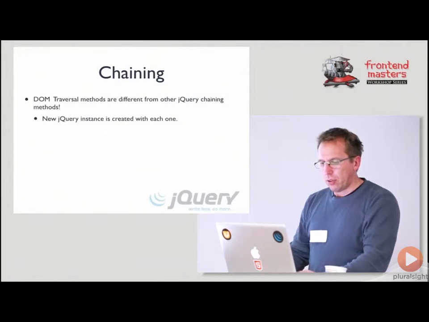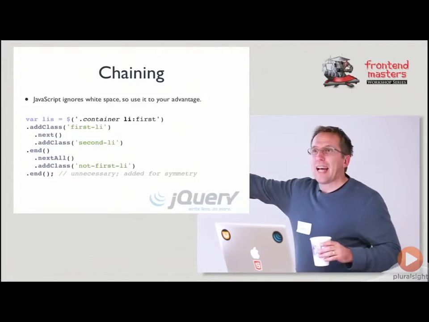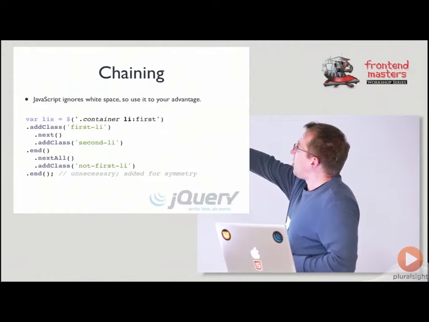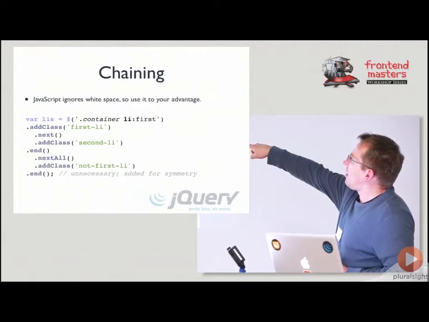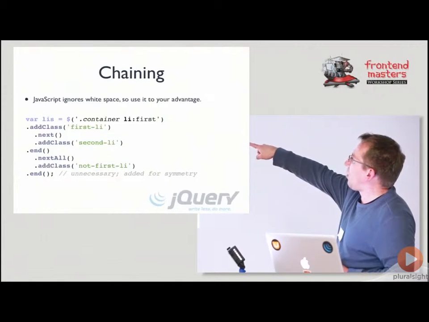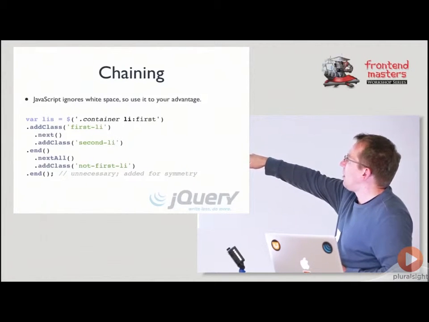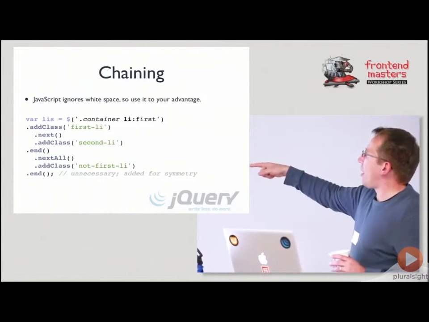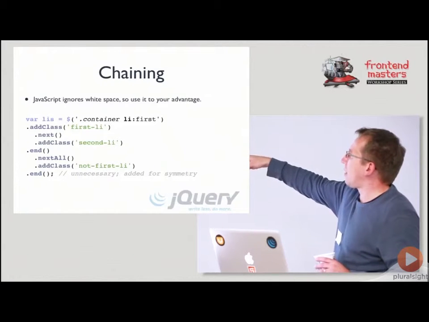And I should have an example. Oh yeah, here we go. So if you use the end method, and I mentioned that, I said we'll talk about it later. We're talking about it now, right? So here's what you do. You say .container li:first. Not a very good way of doing that, by the way. .addClass first li. Okay. So the first one inside the container, we're going to add a class to it, and then we're going to move on to the next one. And we're going to add a class to that one. And that class is going to be second li.